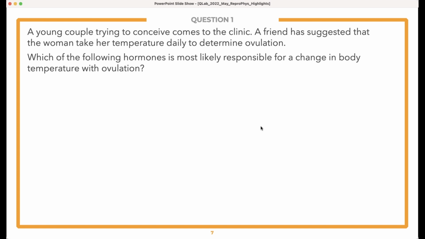And the lead-in is the actual question part of a USMLE item. So in this case, the lead-in is: which of the following hormones is most likely responsible for a change in body temperature with ovulation? So that's the lead-in, and then we go to read the vignette. In this case, it's a fairly short vignette, but we'll read that now. A young couple trying to conceive comes to the clinic. A friend has suggested that the woman take her temperature daily to determine ovulation. Which of the following hormones is most likely responsible for a change in body temperature with ovulation?